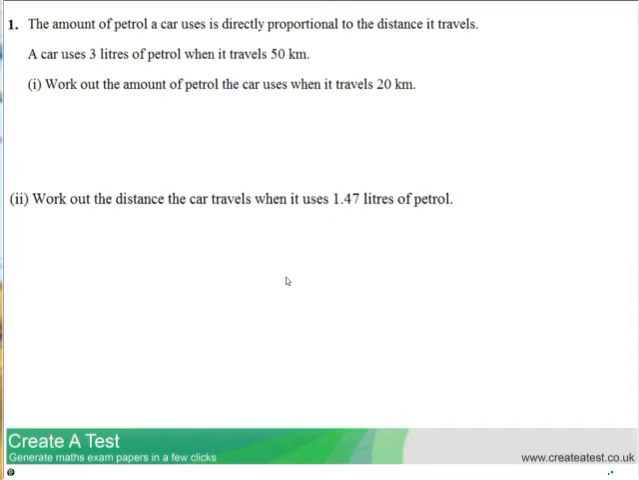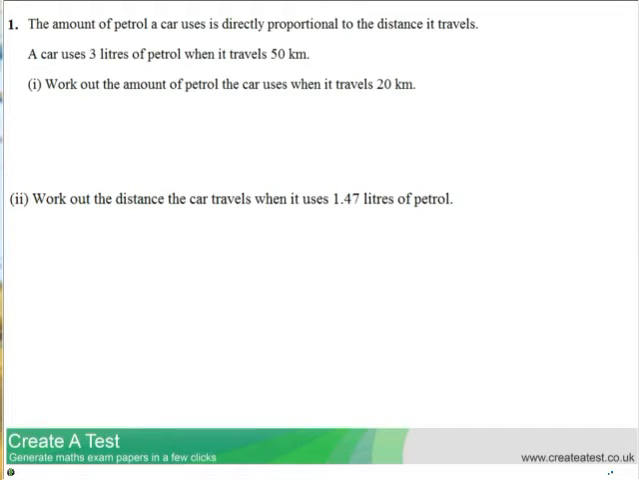So we've got a question here where we've got a car that uses petrol and it travels a certain distance based on the amount of petrol it has. So a car uses 3 litres of petrol when it travels 50 kilometres. Work out the amount of petrol a car uses when it travels 20 kilometres.